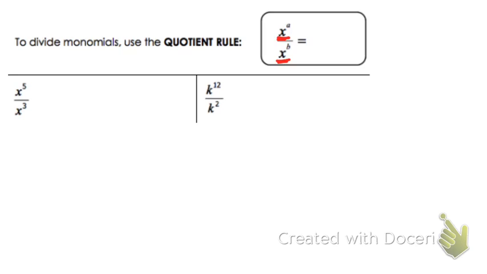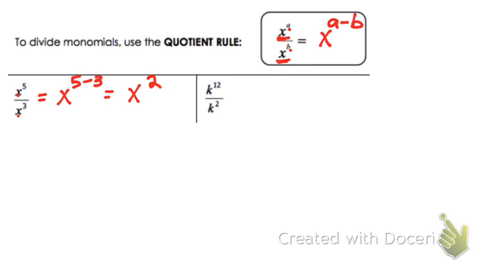X to the a power and x to the b power. So they both have that base of x. Then the answer is just the difference between these two numbers, so a minus b. So for this one here, they both have an x to some power, so the answer has an x. And then it's 5 minus 3, which is 2.